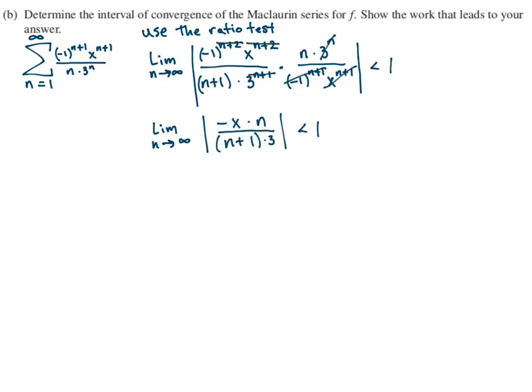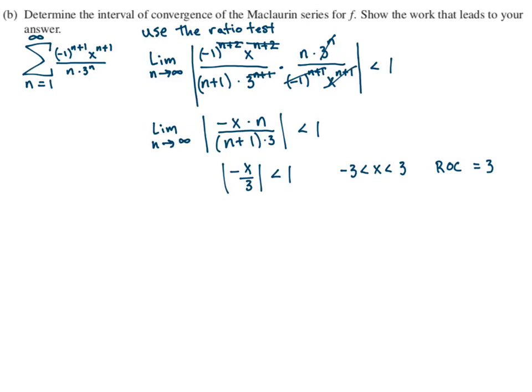The limit as n goes to infinity of negative x multiplied by n, all over n plus 1 multiplied by 3. As n goes to infinity, these are both n to the first powers, and so that will tend towards its leading coefficients, which is negative x over 3. So that should be what's left over for this one. The absolute value of x over 3 is less than 1, so we could multiply by 3 on both sides. x has to be less than 3 and bigger than negative 3. So my radius of convergence is 3. That's how far it can travel and still work.